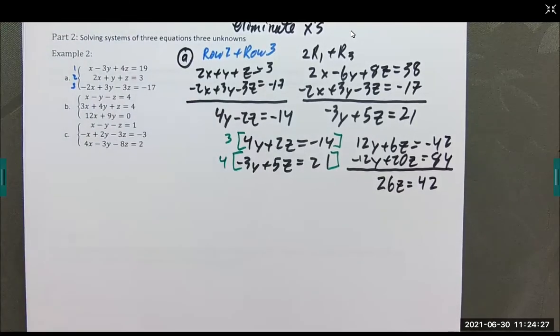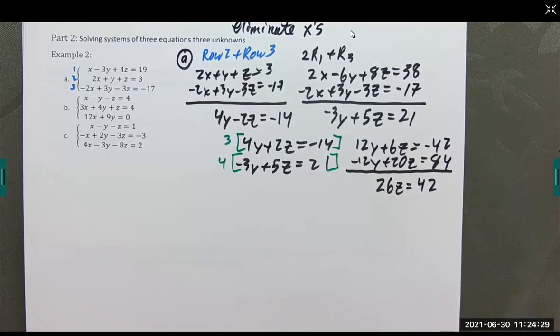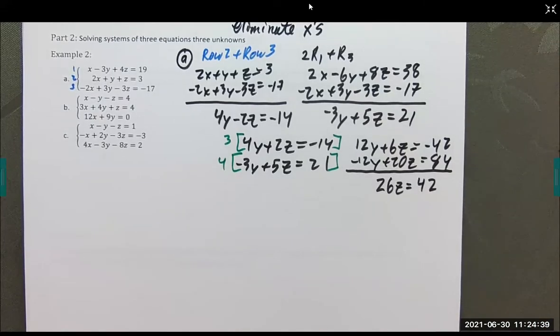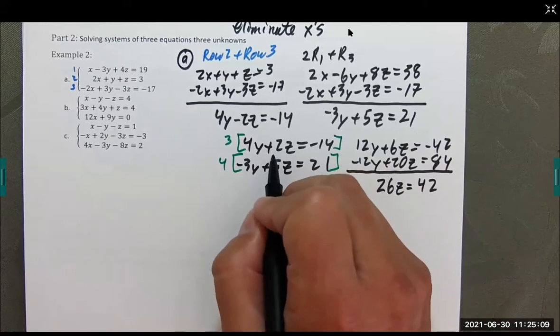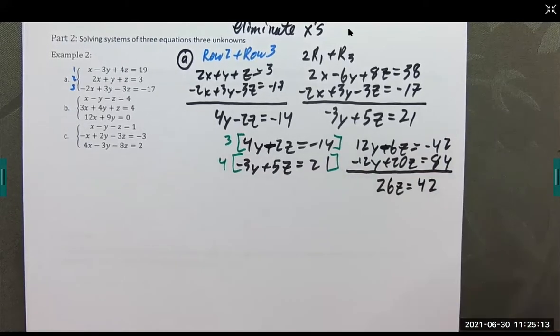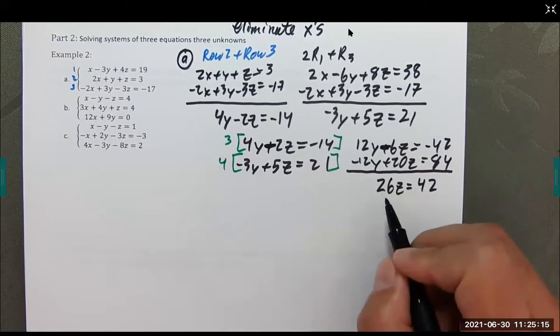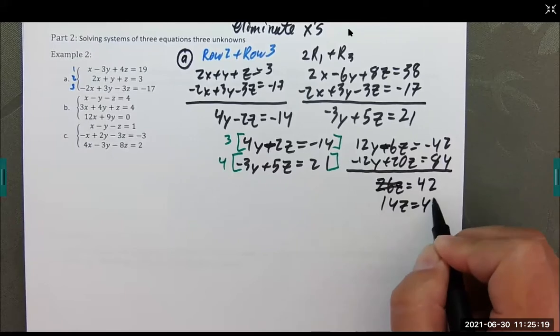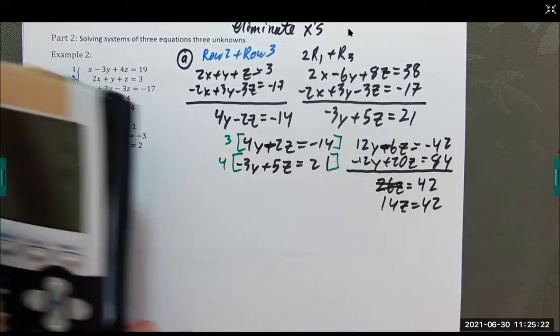Something has gone awry here. Let's double check our work here. Okay, we're good here. Right, this actually should be a minus, is the problem. Minus, which turns that into 14. 14z equals 42. That's going to be better.